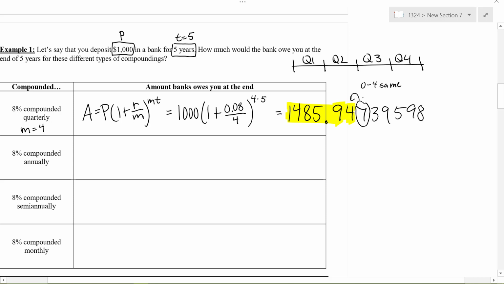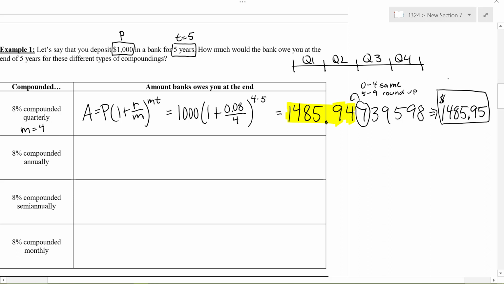If this third number that's circled is between 5 and 9, then it's going to round the number in front of it up. So that actually is between 5 and 9, so it's going to round the 4 up to a 5. So our final answer will be $1,485.95.